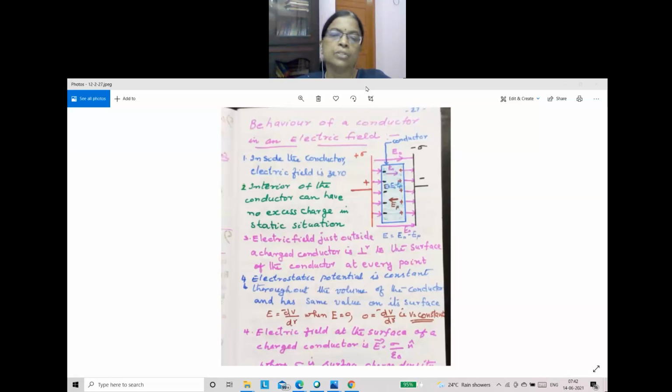Then tell one property. Potential is constant. Where? Inside and also on the surface. Inside and also on the surface of the conductor, potential is constant. Okay. What about the electric field inside the conductor?